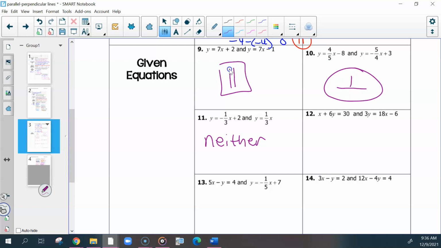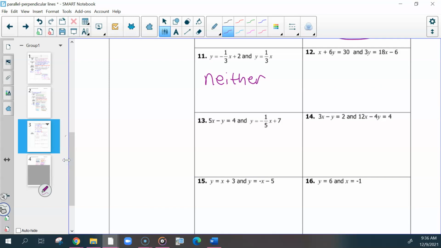For number 12, we do need to solve both of those and figure out the slope. We cannot just determine if they're parallel, perpendicular, or neither by just looking at it because we don't know what the slopes are. We need to solve them. So for this one, we're going to subtract x on both sides. Switch the order of these two. And then divide everything by 6.